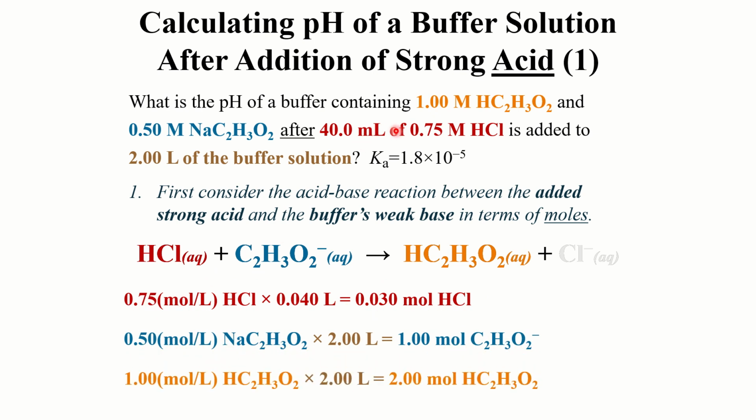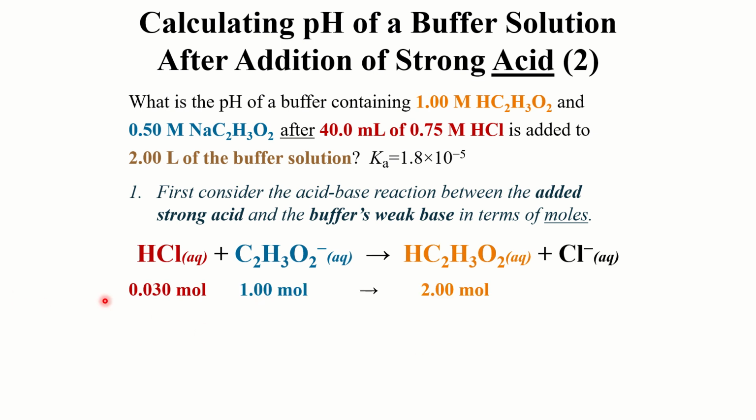So first, the acid, 0.75 is our concentration, multiplied by the volume in liters, gives us 0.030 moles of the strong acid. Then we still have 1 mole of the weak base and 2 moles of the weak acid. Now we can write out our reaction.